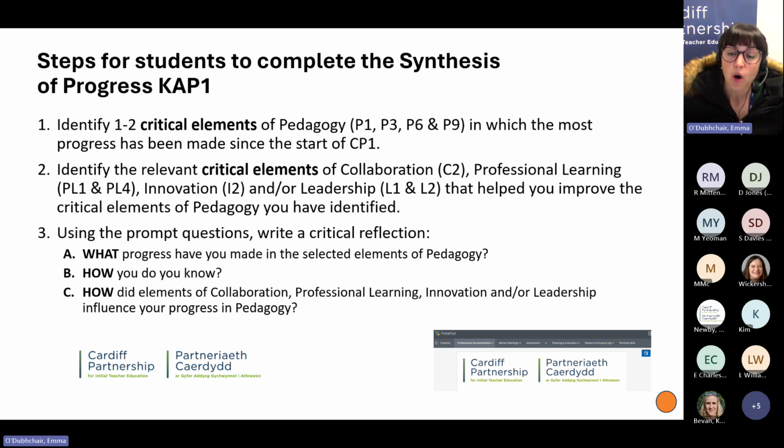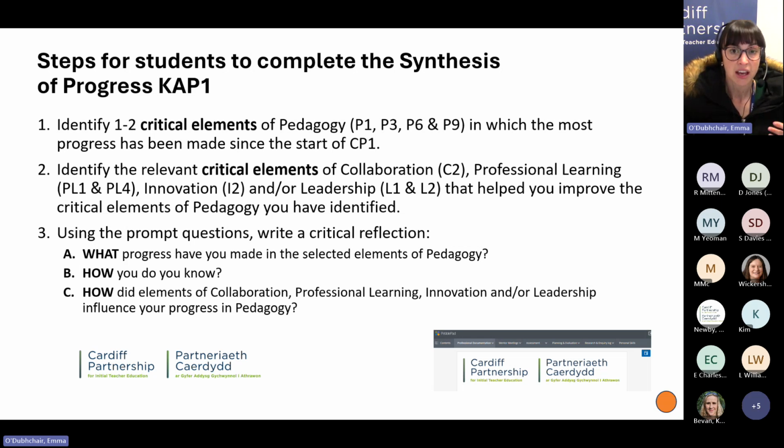They're going to use the prompt that you'll see in a moment when I show you the template for the synthesis of progress to critically reflect on their practice. They'll be asking themselves, what progress have I made in the selected elements of pedagogy? How do I know that I've made that progress? What evidence is there to suggest that?